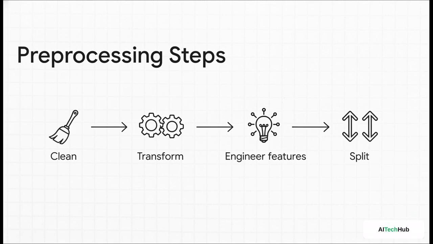Next is feature engineering. This is where you get creative, crafting new, useful signals for the model to pick up on. And finally, splitting. This sets aside real, unseen test data so we can actually honestly evaluate our model later on.